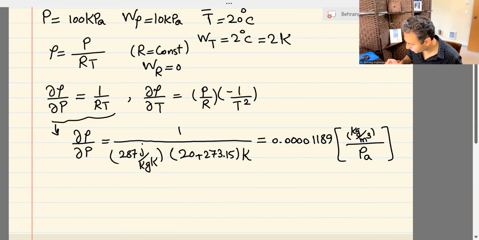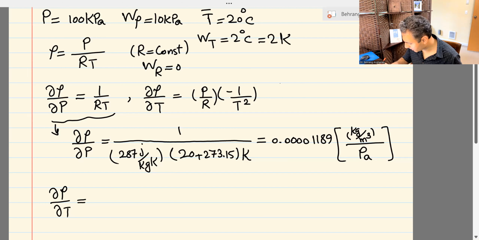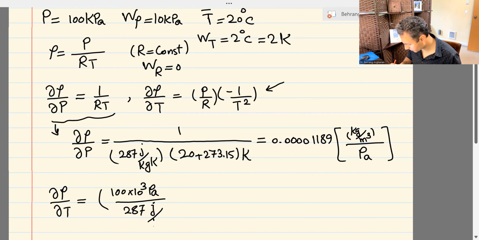And same case with the partial derivative of density with respect to temperature. So that would be this guy. That's the partial derivative, right? So that would be P over R. What was P? You got to use Pascal here. The 100 times 10 to the third Pascal, the average values I'm using. R is just R, 287 joules per kilogram Kelvin, right? Like this, times negative 1 over temperature. Temperature was 20 plus 273 Kelvin squared. So it would be something like this.